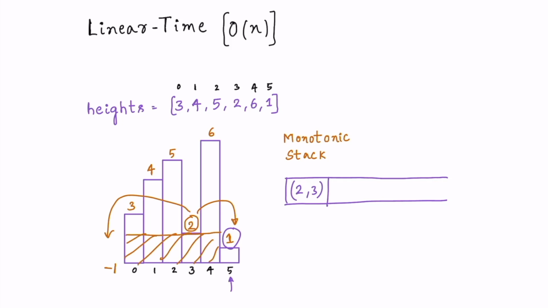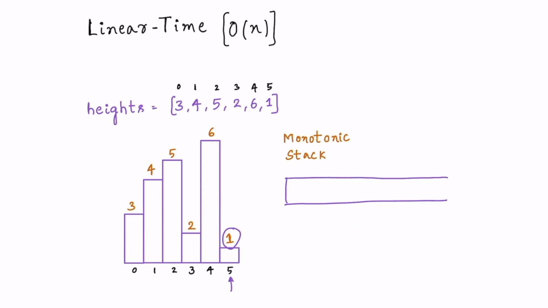So the area of the rectangle is the minimum height, which is 2, multiplied by the right edge, which is 5, minus the left edge, which is minus 1, and minus 1, which is equal to 2 times 5, equal to 10. And this is the largest rectangle. Now we can remove this bar from the stack.